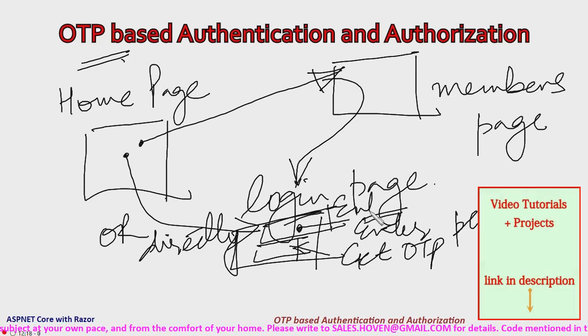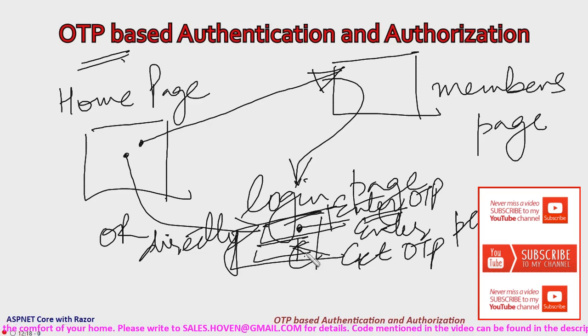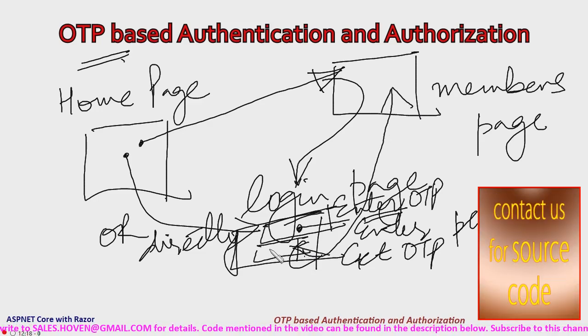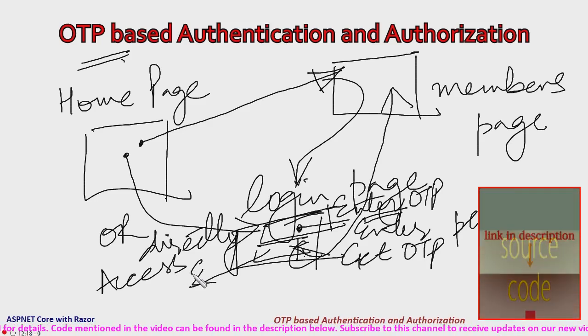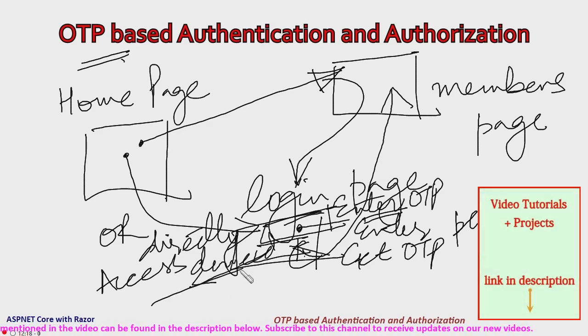after that, on the same page we'll use JavaScript etc. to show enter OTP, and when he clicks and is authorized, he reaches the members page, and if he fails authorization, we will take him to the access denied page. This is the basic scheme that we shall do.